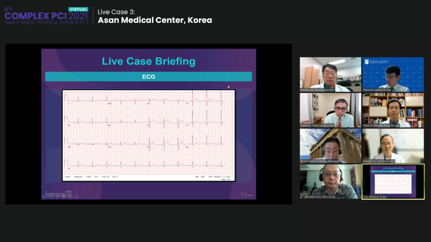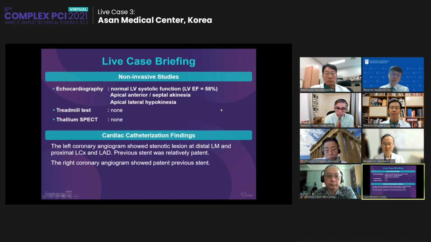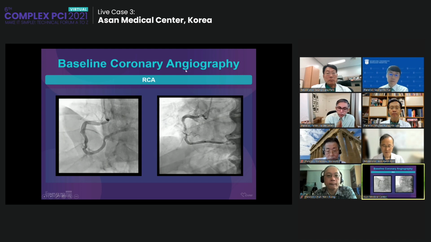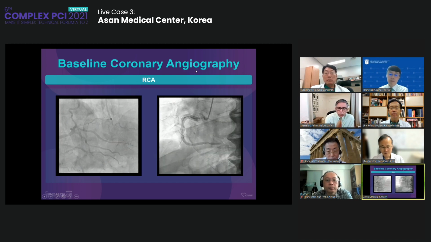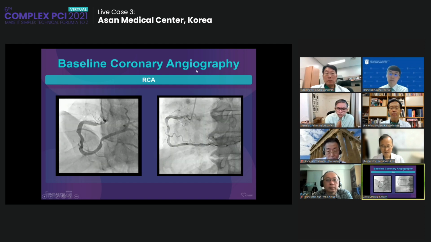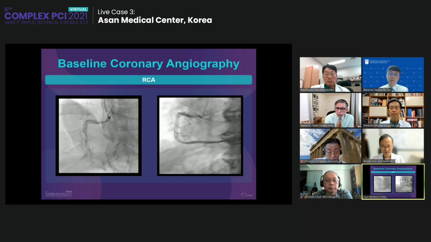Normal sinus rhythm. Chest x-ray is in normal range. His echocardiogram showed normal ejection fraction with wall motion abnormalities in the LAD territory, the apex. And we checked the coronary angio. Let's see the RCA. Of the previous stents, there are two overlapping stents, and they were patent, and there was some intermediate region at the proximal and mid RCA.